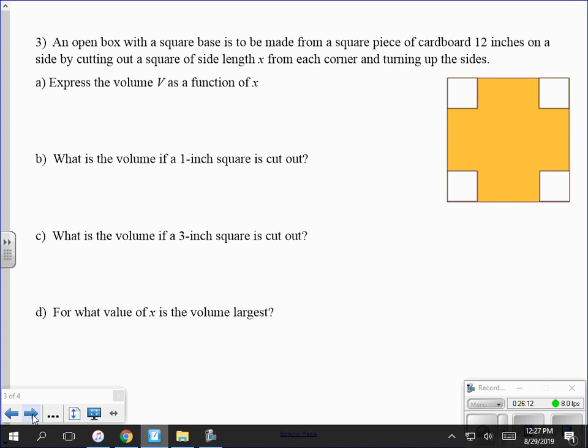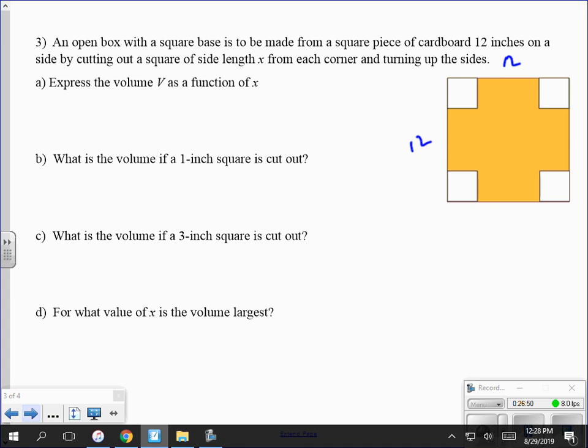Okay. So an open box with a square base is to be made from a square piece of cardboard measuring 12 inches on the side by cutting out a square of side length X from each corner and turning up the sides. So you've got a square piece of cardboard. You are cutting out squares out of the corner and folding up the sides to create the box. What is the distance across the top here? 12, because it's 12 inches across. What's the distance here? 12, because it's 12 inches across, all the way from end to end.